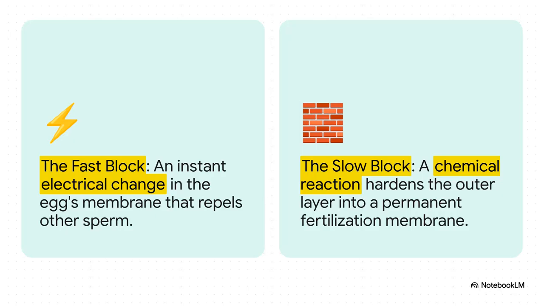The very microsecond that first sperm makes contact, bam, the egg throws up an electric fence. The electrical charge across its membrane flips from negative to positive, which instantly repels any other sperm trying to get in. But that's only temporary. So just seconds later, the slow block kicks in. A chemical wave washes over the egg, hardening its outer layer into an impenetrable fortress wall, permanently sealing the entrance for good.